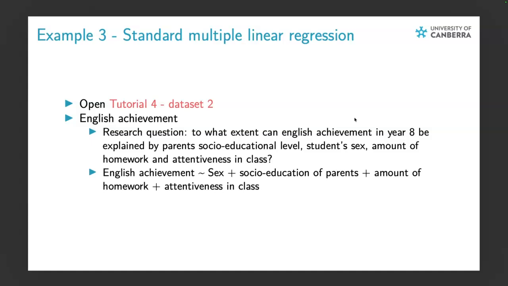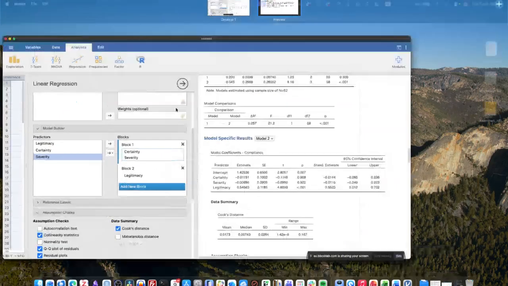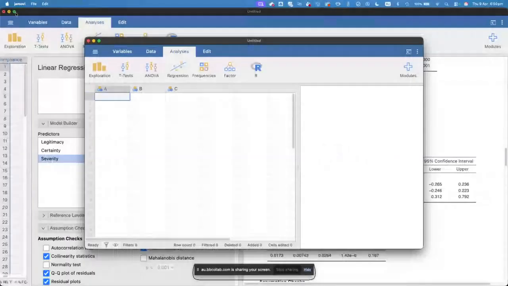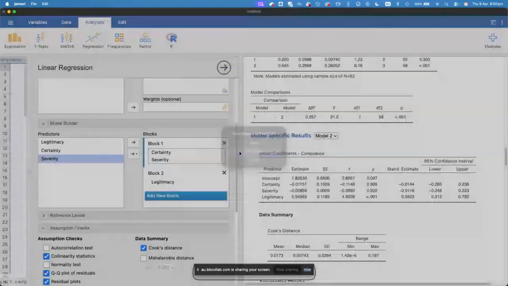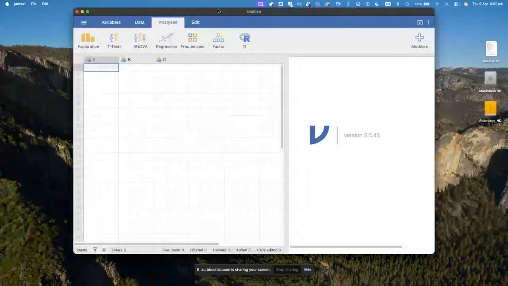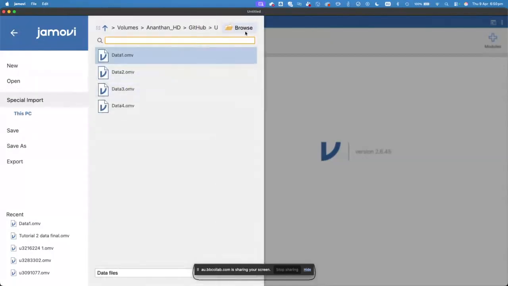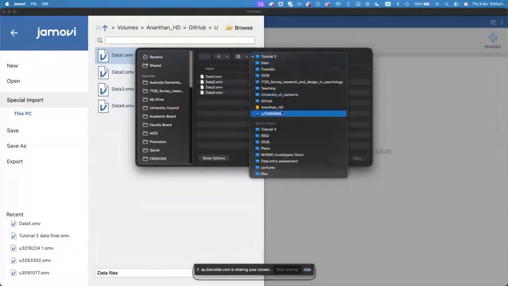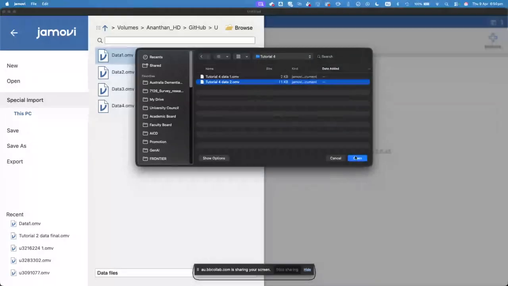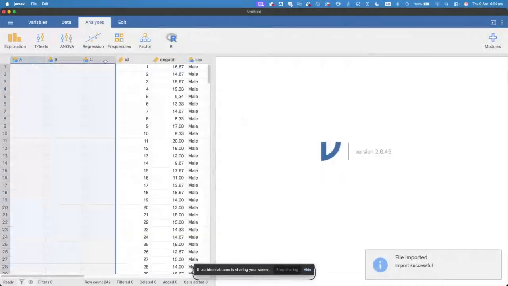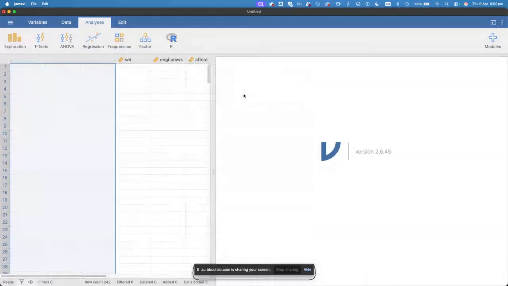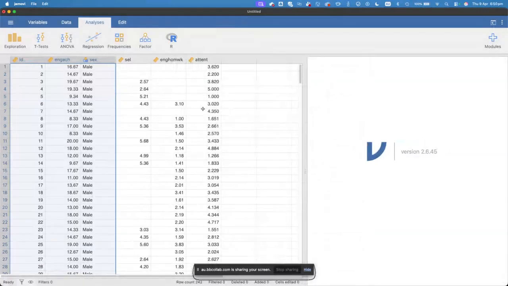Let's get stuck into example 3. So let's download the tutorial. We'll go into new here. Let's download the new tutorial data set. You can go into week 8 and download that data. I'll go into special import, browse, tutorial 4, data set 2. Excellent. So you've got your data set loaded, or have a load of it once it's ready.